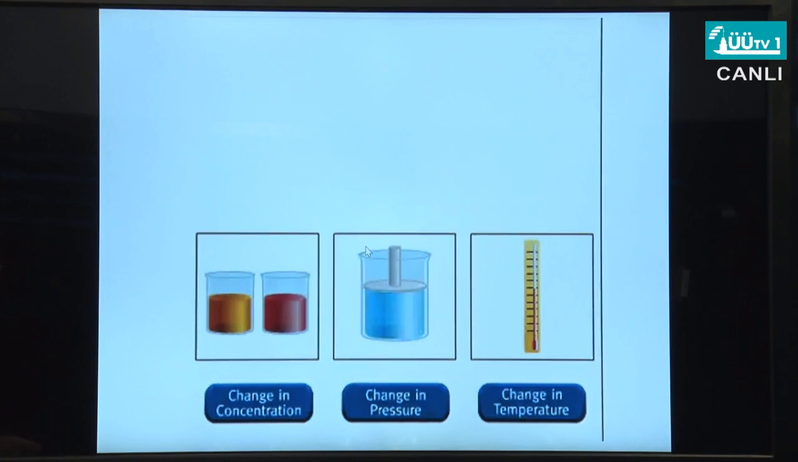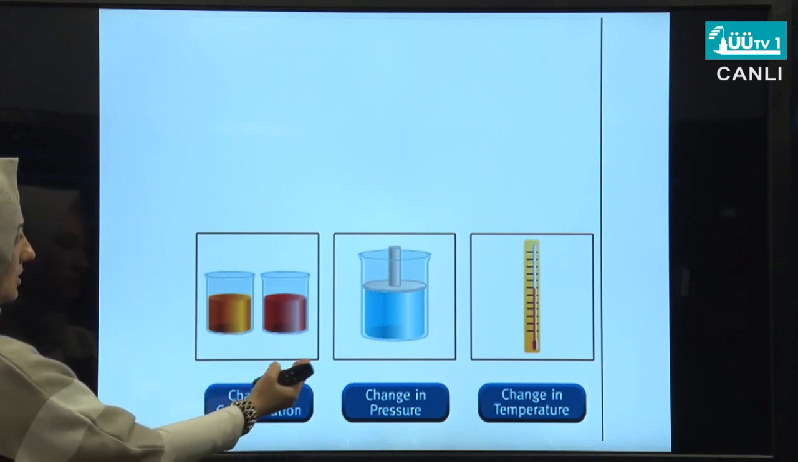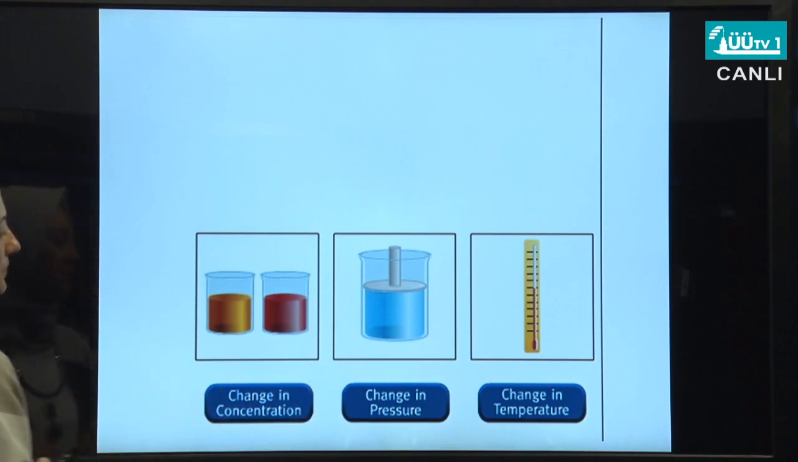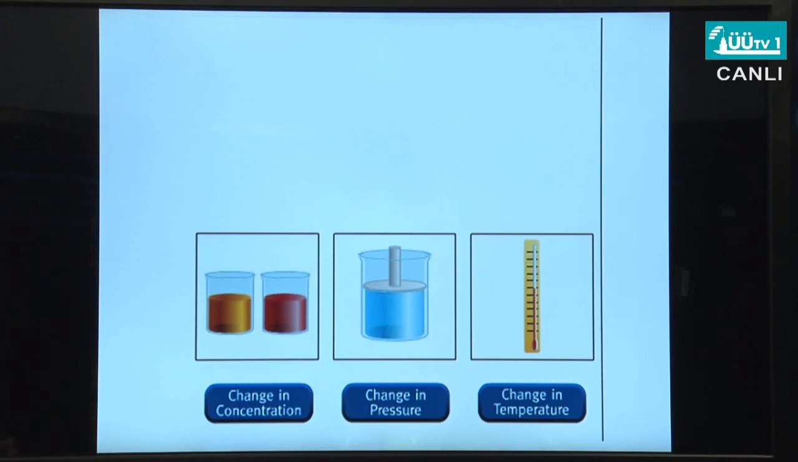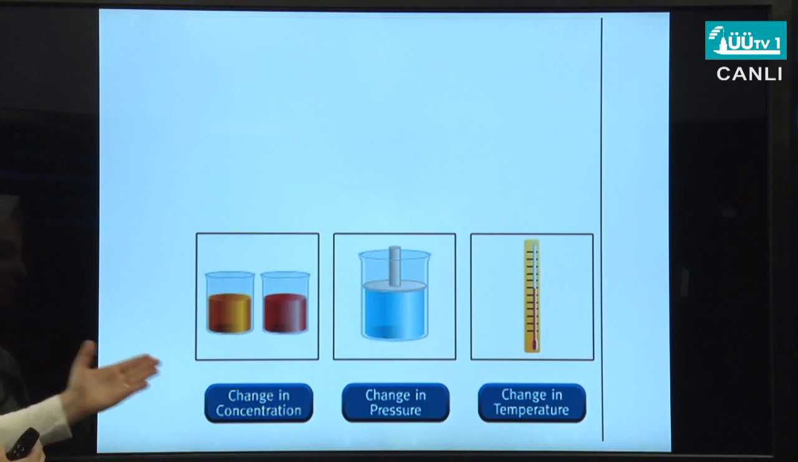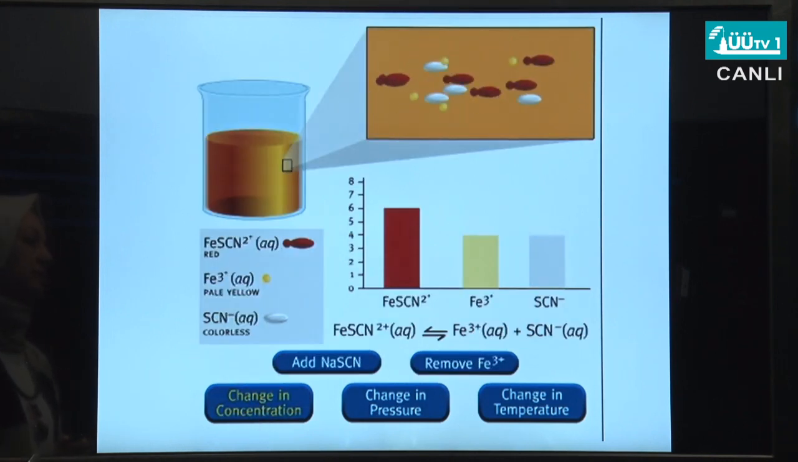actually an animation showing Le Chatelier's principle. According to Le Chatelier's principle, if you apply a stress to the system, it can be a change in concentration, a change in pressure, or a change in temperature. The system will try to offset this change. Now we are going to investigate how, for instance, a concentration change affects our system.